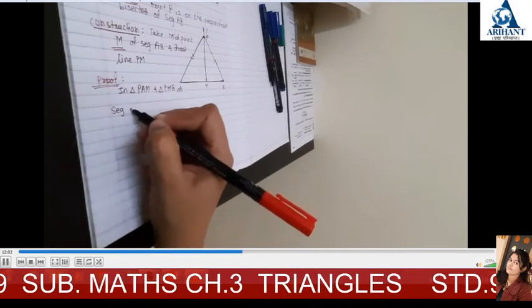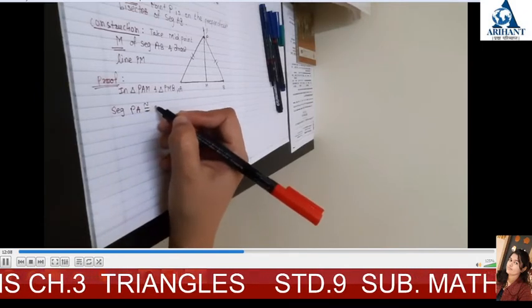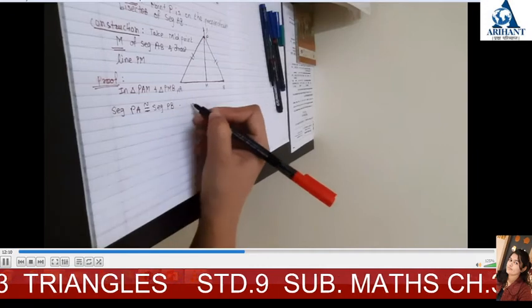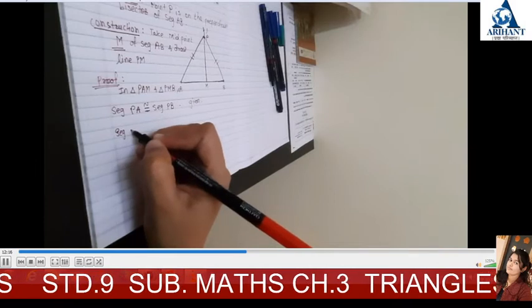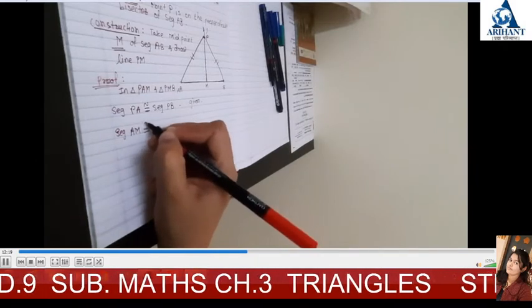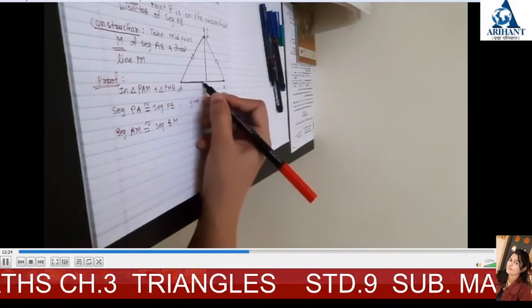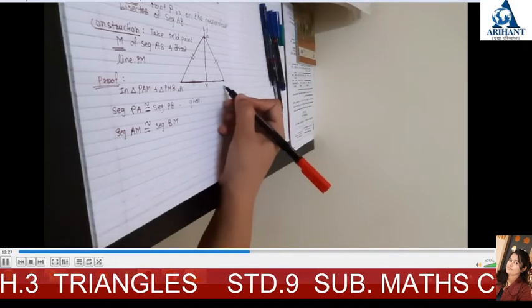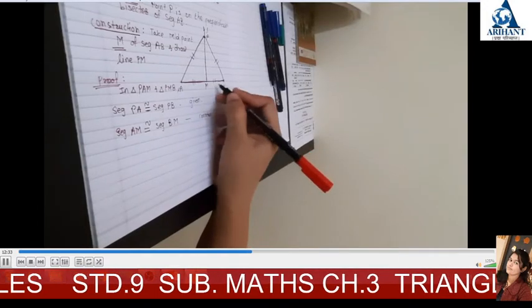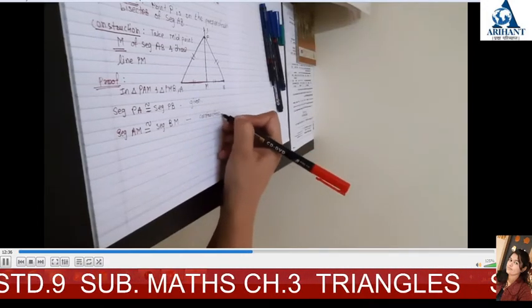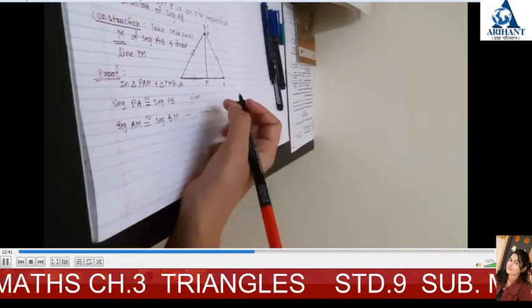Segment PA is equal to segment PB, which is given. Second, segment AM is equal to segment BM. This is the construction because we take the midpoint on the segment AB, so automatically the distance of AM and BM is equal.